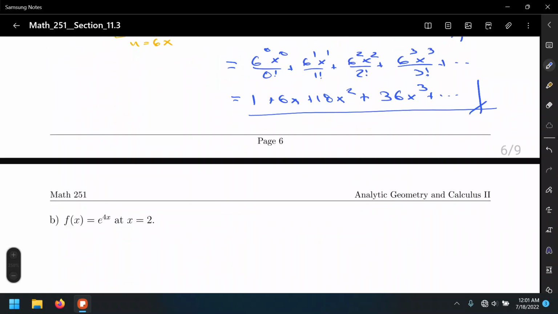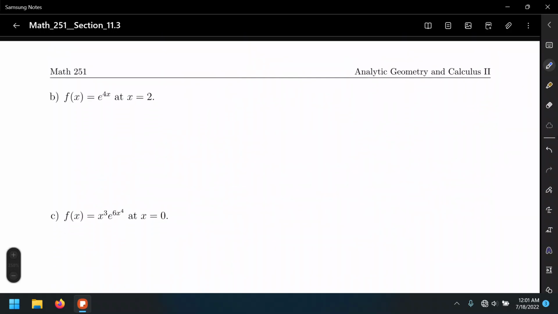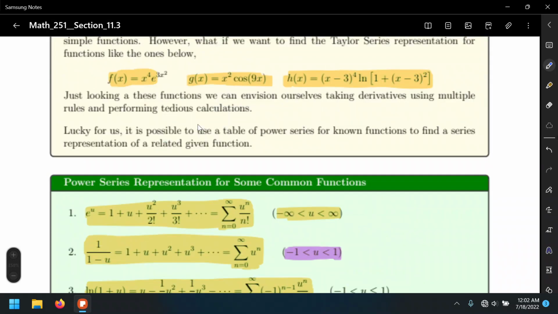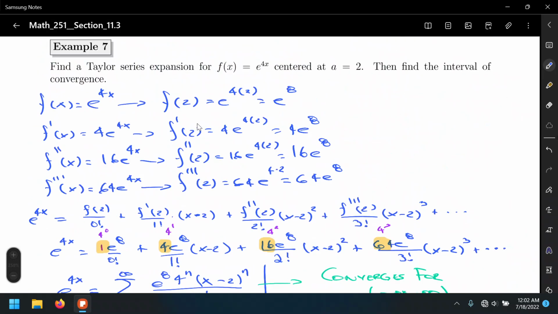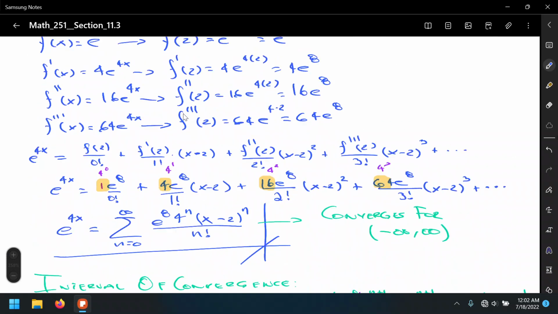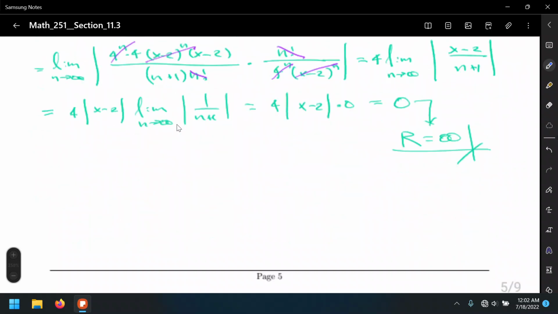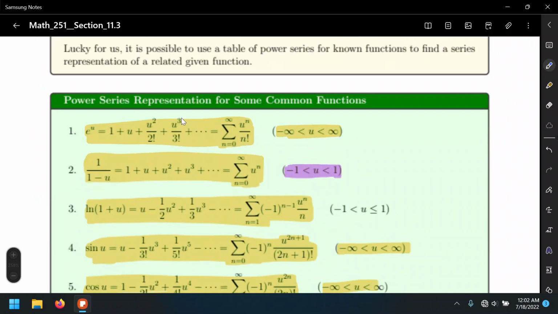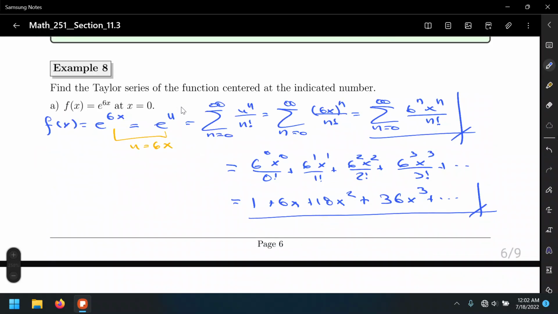Alright, let's have a look at another example. f of x equals e to the 4x at x equals 2. Notice in this case it's the same function as the one that we did using the long process here, e to the 4x centered at a equals 2. But instead of doing all this process that we did, we will do just the formulas.